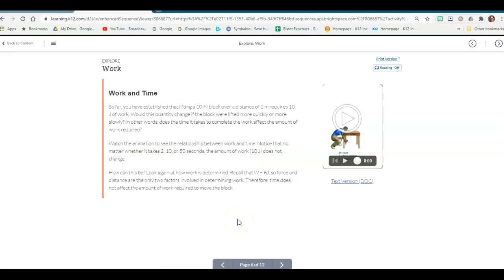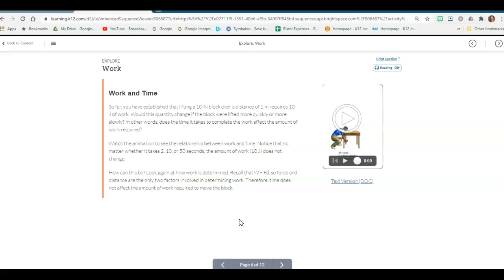Work and time. So far, you've established that lifting a 10 newton block over a distance of 1 meter requires 10 joules of work. Would this quantity change if the block were lifted more quickly or more slowly? So in other words, does the time it takes to complete the work affect the amount of work required? So watch the animation to see the relationship between work and time. Notice that no matter whether it takes 2, 10, or 50 seconds, the amount of work does not change.